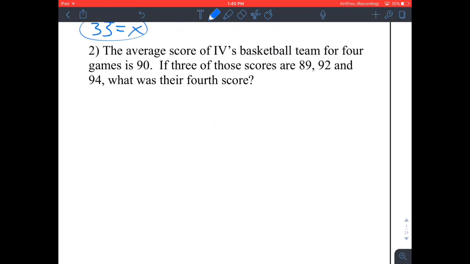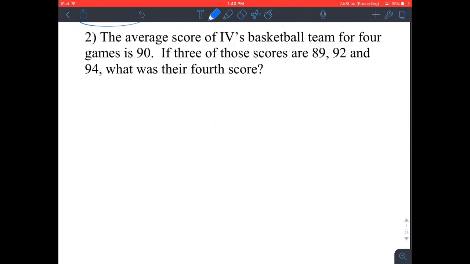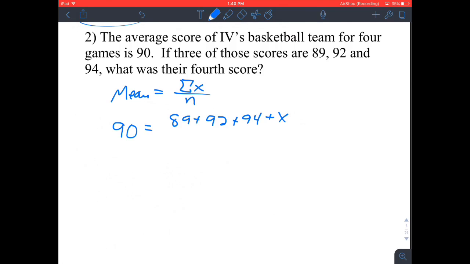Number 2, very similar. The average score of IV's basketball team for 4 games is 90. So mean equals sum of all the scores divided by the number of scores. 3 of those scores were 89, 92, and 94. What was the 4th score? So the average is 90. In the games, they scored 89, 92, and 94. We don't know how many they scored in the last game, so we'll call that x. It's an unknown, it's a variable. 4 games total.